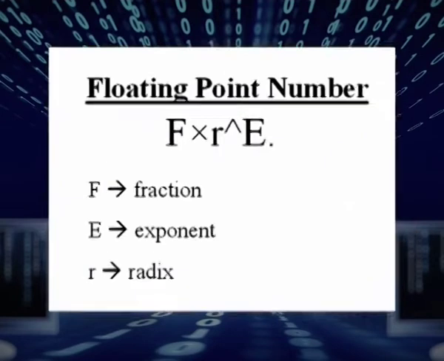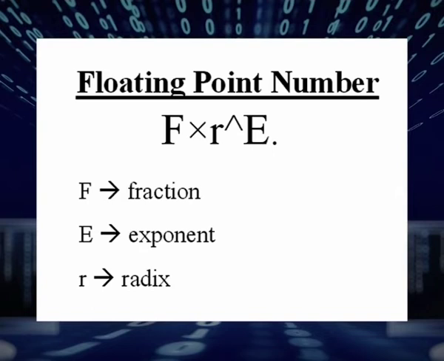As shown, a floating point number is typically expressed in the scientific notation with a fraction f and an exponent e of a certain radix r in the form of f into r raised to power e. Decimal numbers use radix r is equal to 10, while binary numbers use radix r is equal to 2. Representation of floating point numbers is not unique.